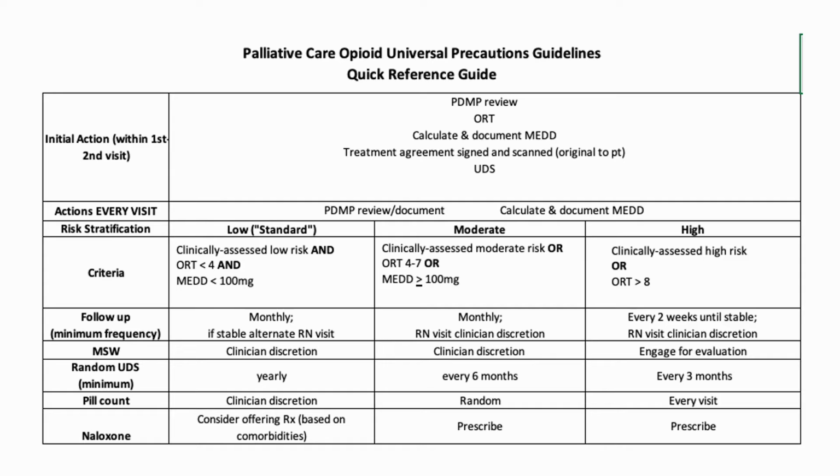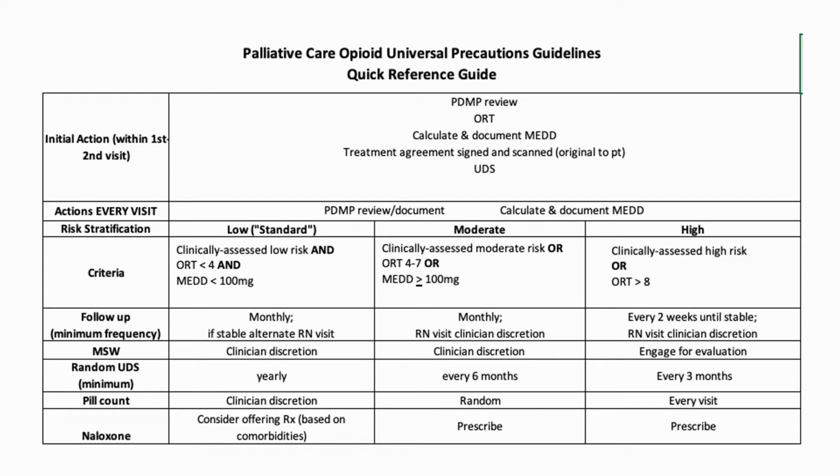Now, if someone has an opioid risk tool, using the original document, not the revised, less than 4, and their morphine equivalent daily dose is less than 100, and you clinically assess that they are low risk through your interview, then you're going to see them monthly. That's with all patients that you're prescribing opioids. Random urine drug screen at least yearly. Pill count is clinician discretion, but now that we've moved more to telehealth, that's really not happening like that. And consider naloxone. I say really based on comorbidities, I think that everyone should have nasal naloxone in their home.